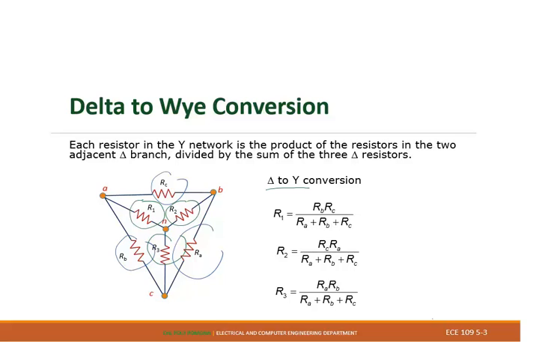If you're going to find R1, R1 will be equal to the adjacent resistors RB and RC divided by the total sum of the three resistor values. In the same way, R2 is the two adjacent resistors RC and RA divided by the sum of the three resistors. Similarly, R3 is RB times RA divided by RA plus RB plus RC. A simple way to remember this: the numerator is the two adjacent branch resistances, divided by the sum of the resistors.